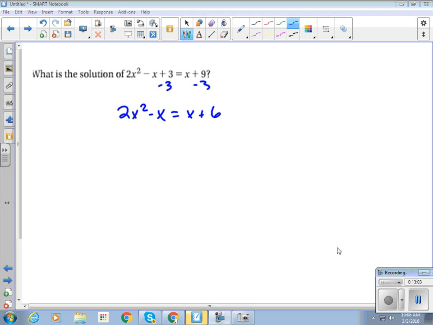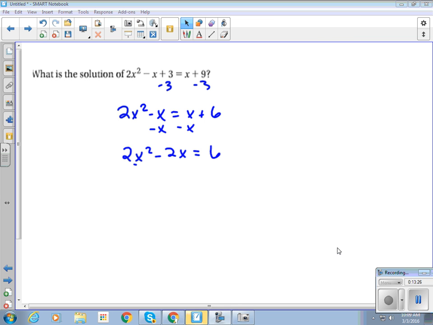And I'm going to also subtract x from both sides. Now I have all my x's on the left and all my single constants on the right. I don't have a coefficient of 1 in front of my x squared, so I'm going to divide everything by 2.